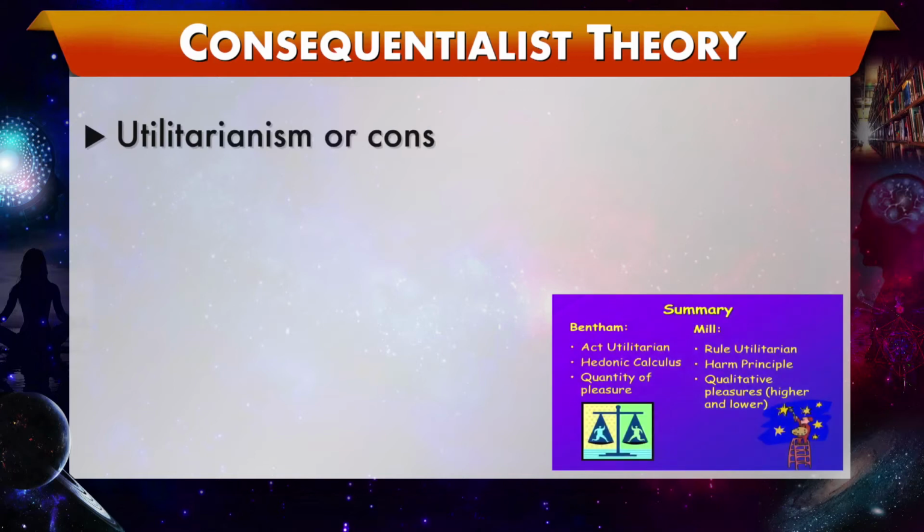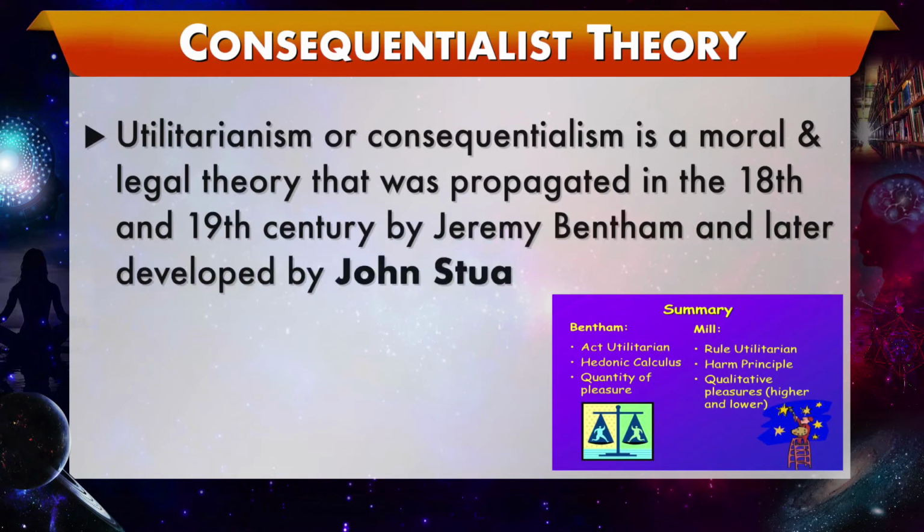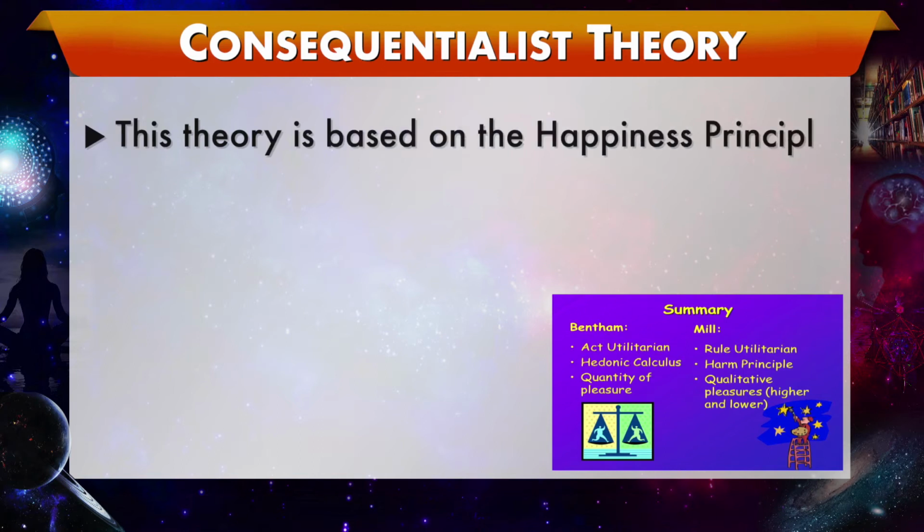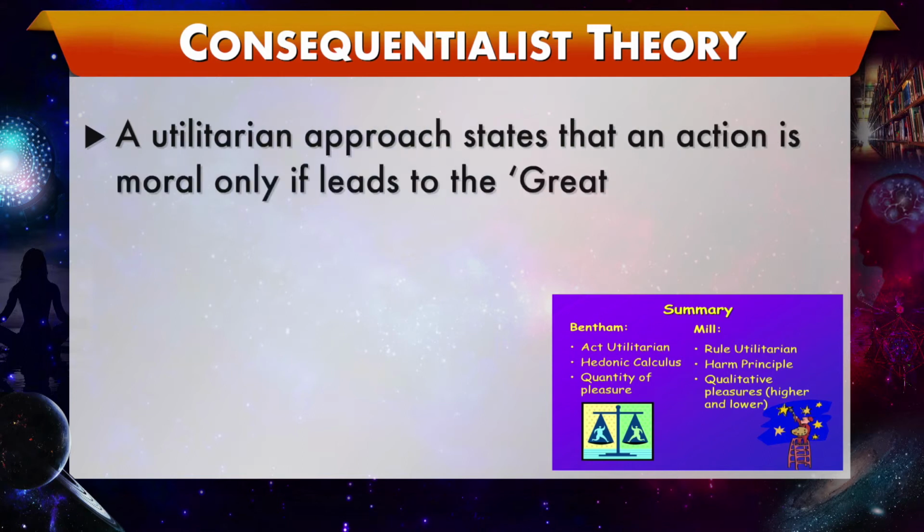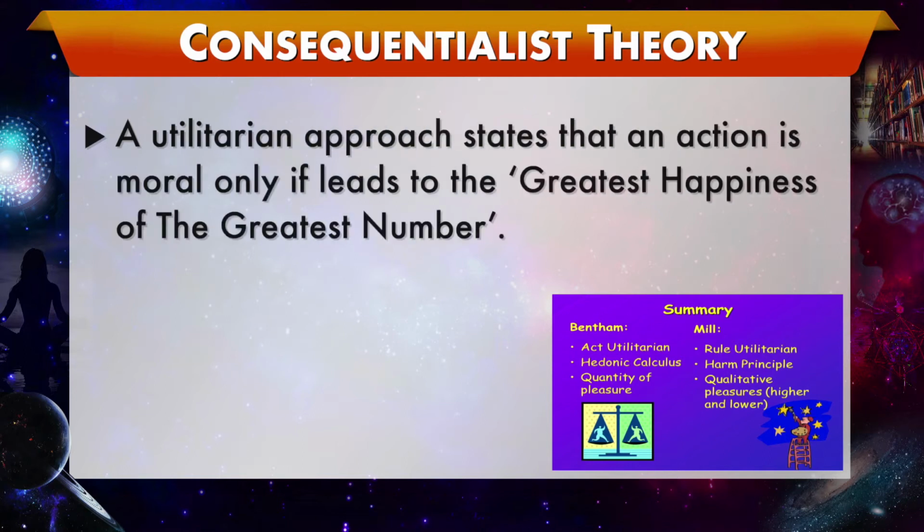Now let's talk about utilitarianism, as it is one of the most important ethical theories, in a bit of detail. Utilitarianism or consequentialism is a moral and legal theory that was propagated in the 18th and 19th century by Jeremy Bentham. This theory is based on the happiness principle or the principle of utility. According to this theory, a right or good action is that which leads to the greatest happiness of the greatest number. Thus, unlike Kant, the utilitarians believe that an action, in order to qualify as a moral act, need not be based on the motive of the agent, but merely on its desired consequences.